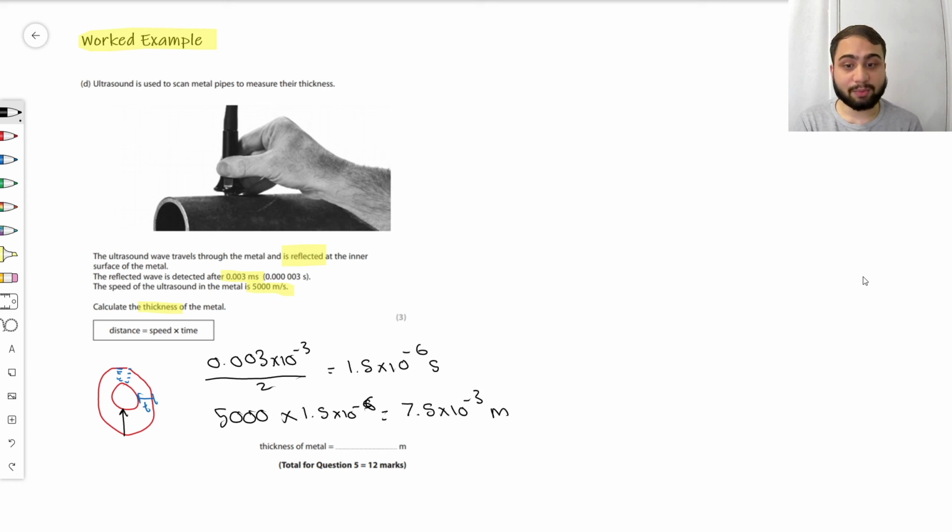Now you have to remember all of your units. Although it's given there in your answer line, sometimes it isn't, so you have to be careful. So that's our answer right there, 7.5 times 10 to the minus 3 meters. And that is 3 marks there. So if you understand this, well done. If you don't, keep trying more questions, you'll understand it soon enough.